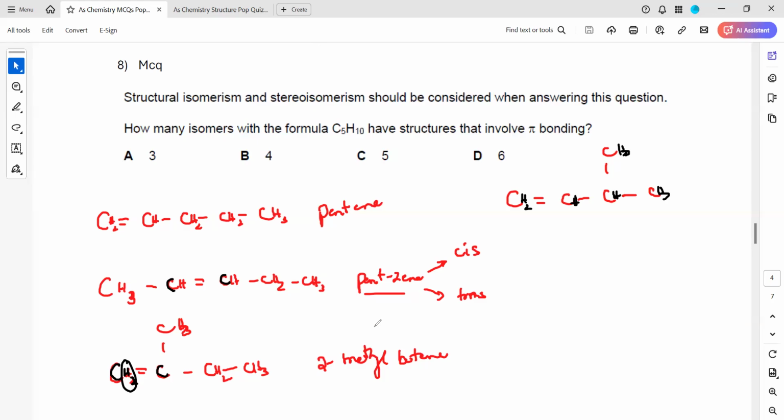Branch cannot be attached with the first or the last carbon. Branch is always from second to second last carbon, because when you attach with the first or the last carbon, this is not counted as a branch. So what is the name of this compound?